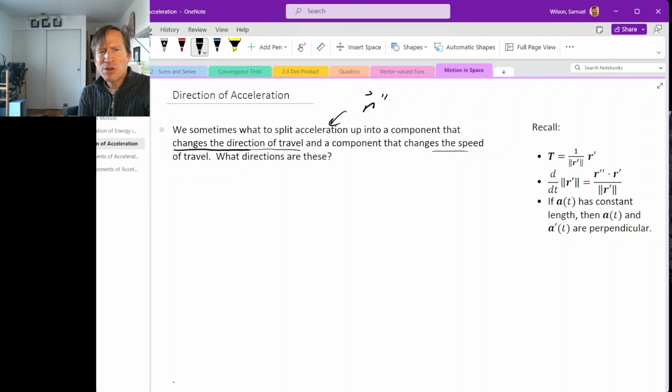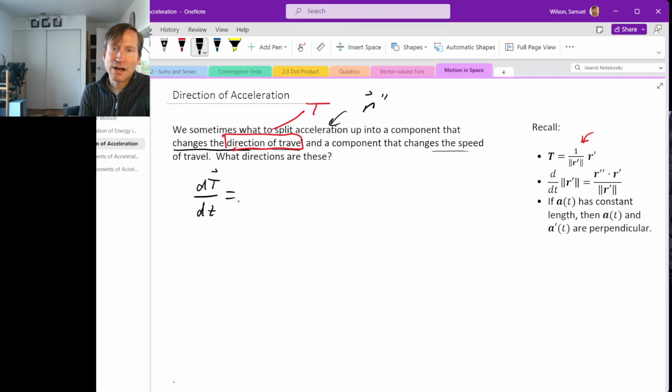travel? Remember that the direction of travel itself, we had a name for the unit vector in the direction of travel, and that was capital T. We called that the unit tangent vector. Capital T is 1 over magnitude of r prime times our scalar product with r prime. So what we could do is just write down the derivative of capital T and see what pops out.